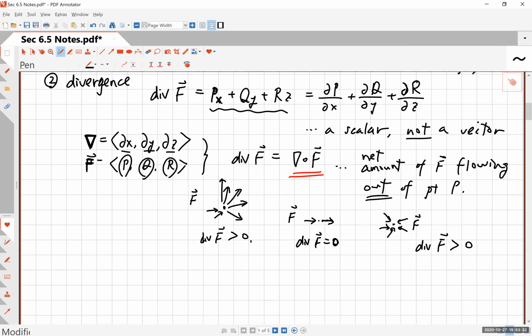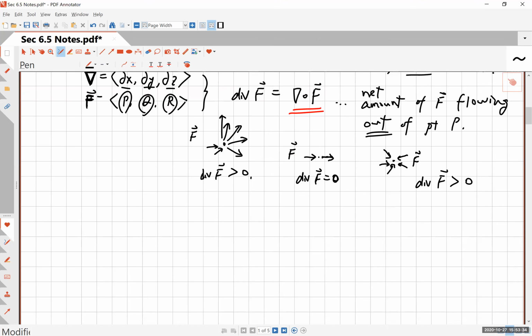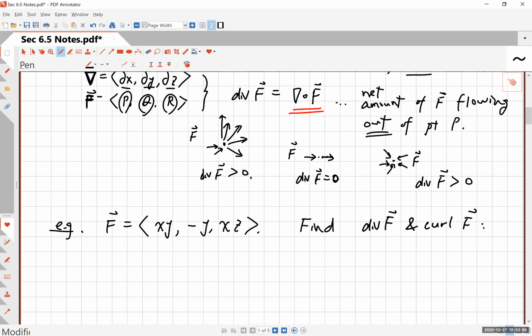Okay, so this is pretty much all you need to know for this section. Now I am going to give you some examples to just make sure you understand these things. Here is our example vector field: xy, negative y, xz. Okay, let's find the divergence of f and the curl of f.